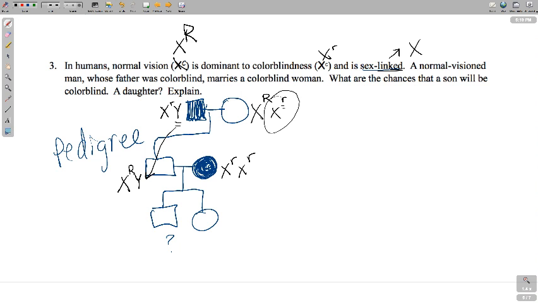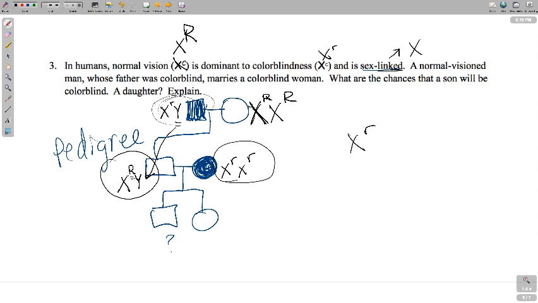Oh, I'm sorry, this guy's not colorblind. I didn't even notice. Sorry. That means mama could have been totally homozygous dominant for normal. So he's colorblind, but it has nothing to do with his son. This question's here to trick you. This dad has nothing to do with his boy. He's totally normal. All we care about is this cross here.